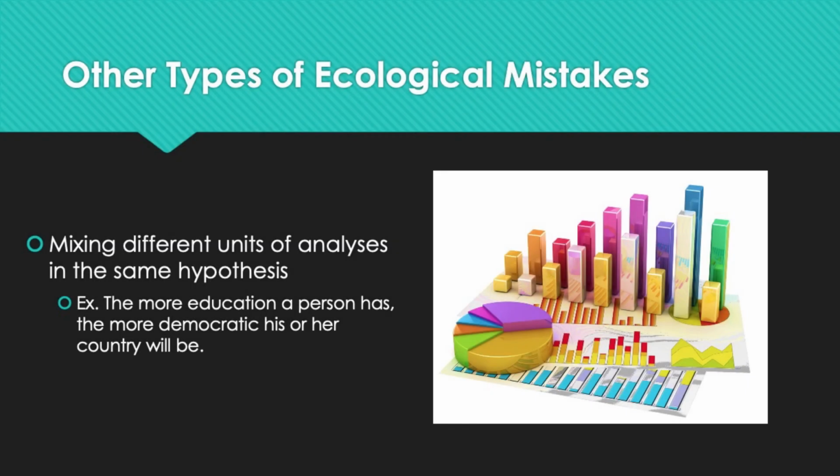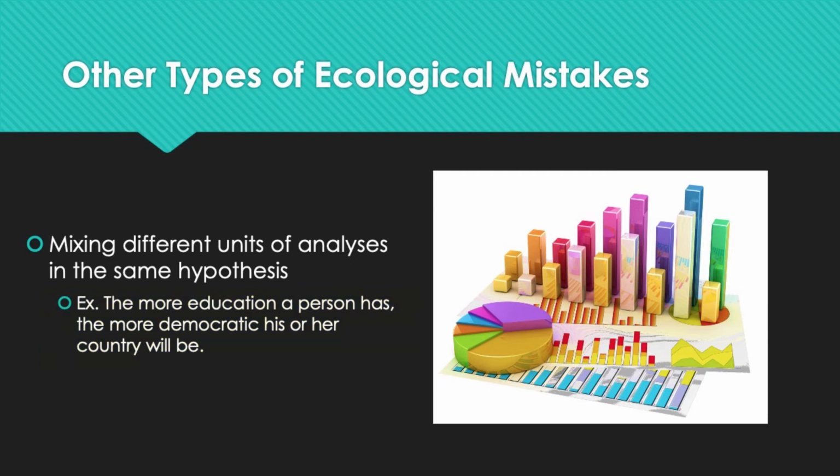All right, one final mistake to avoid early in the research process is making sure that you aren't mixing your units of analyses. We can't combine individual and aggregate observations in the same data set because the observations just don't really match up. And they don't really make sense either. So say we had the hypothesis, the more education a person has, the more democratic his or her country will be. Well, first of all, that just doesn't really make any sense.